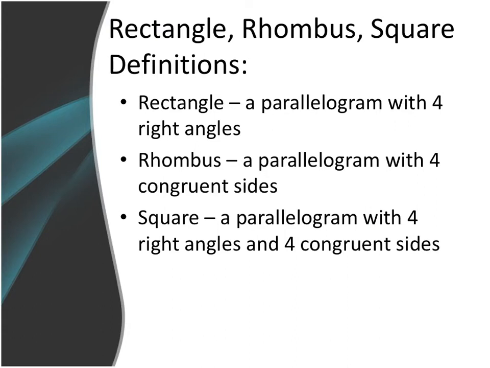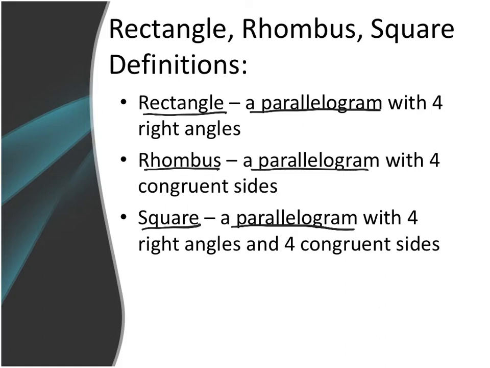Okay, rectangles, rhombuses, and square definitions. So a rectangle is a parallelogram. So first of all, you're going to notice that each one of these are parallelograms, which means everything that's true about a parallelogram is true for a rectangle, it's true for a rhombus, and it's true for a square. So everything we learned about the opposite angles being congruent, the consecutive angles being supplementary, about opposite sides being congruent, opposite sides being parallel, the diagonals bisecting each other, all those things are true for every one of these shapes.